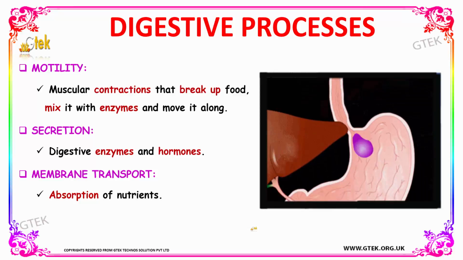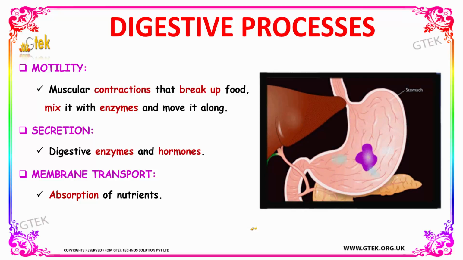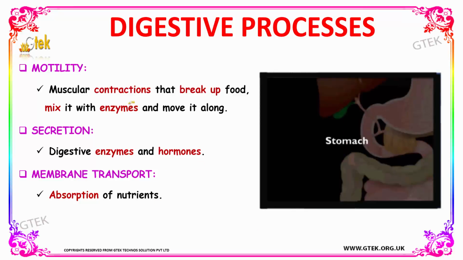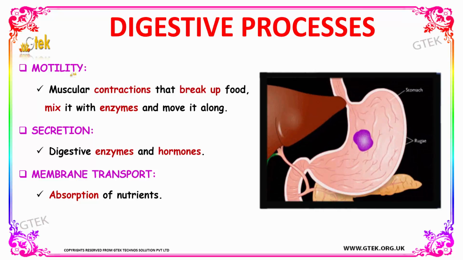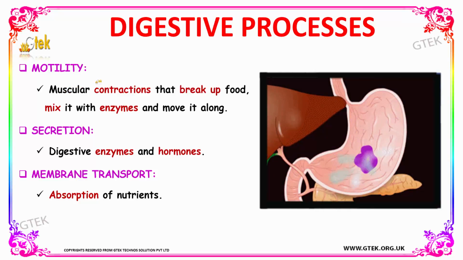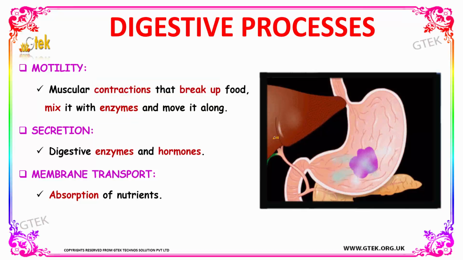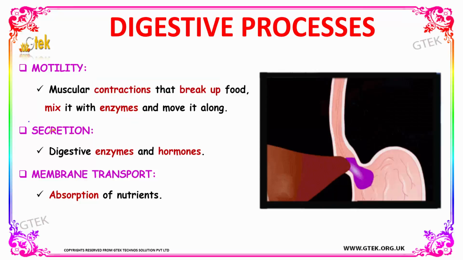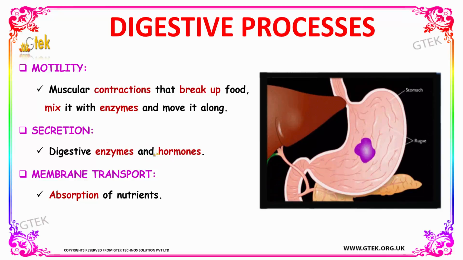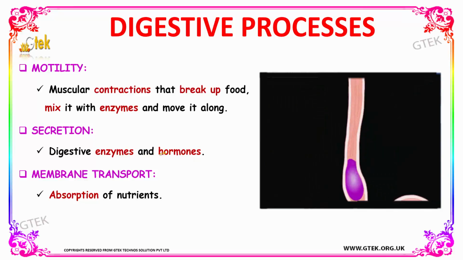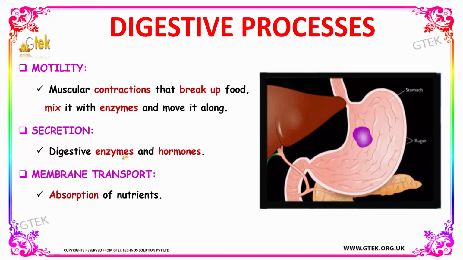Next we are going to see the digestive processes. First we are going to see motility. Motility is nothing but the muscular contractions that break up the food, mix it with the enzymes and move it along your esophagus. Secretion is a process in which the digestive enzymes and hormones secrete the enzymes that are required for the digestion.